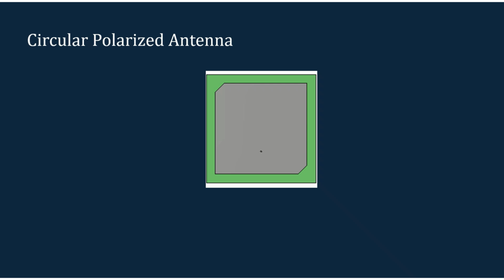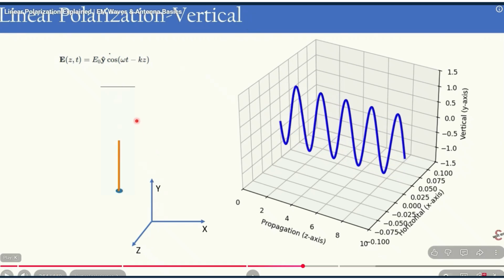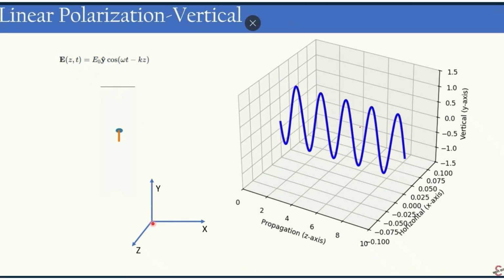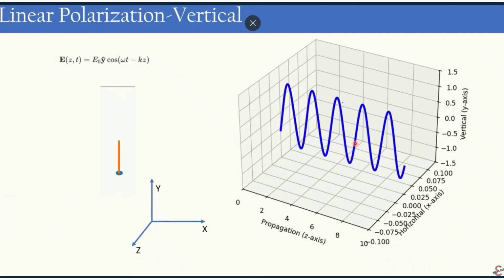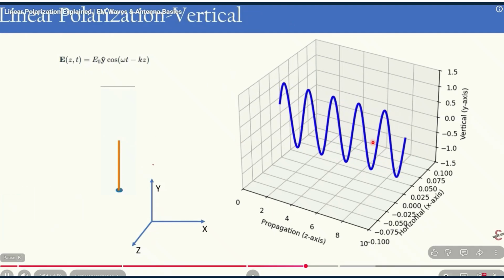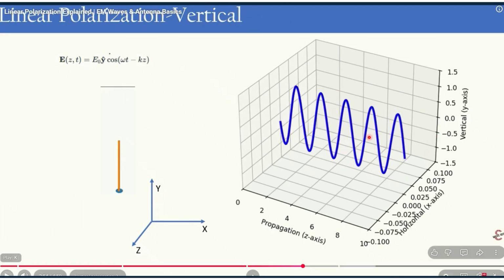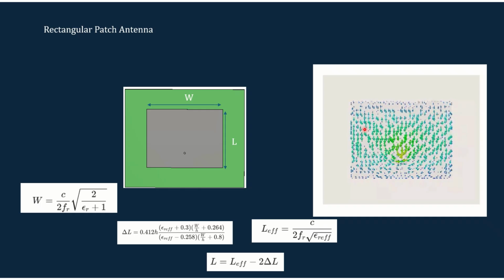So let's see how we can achieve circular polarization. In the case of linear polarization, this will be the expression for the electric field. It will have either an X component or a Y component. In this case, we can see that it has only the Y component, and it is changing along the vertical axis. This is a case of a linearly polarized wave.